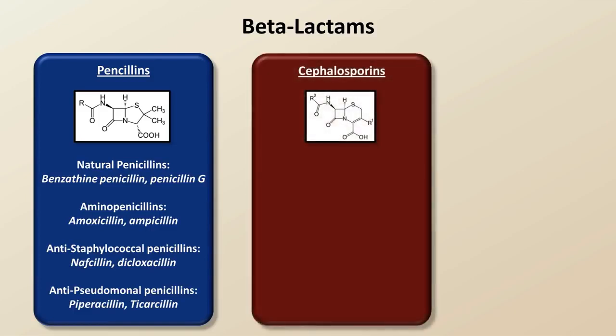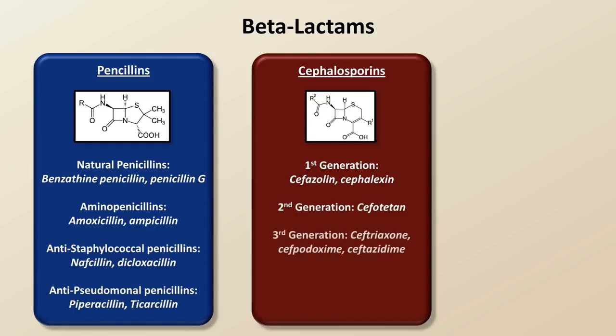Here is the common structure of all cephalosporins. Cephalosporins are typically described in terms of generations. First generation cephalosporins include cefazolin and cephalexin. Second generation cephalosporins include cefotetan. Third generation includes ceftriaxone, cefpodoxime, and ceftazidime. Fourth generation includes cefepime. And the fifth generation includes the brand new antibiotic ceftaroline.